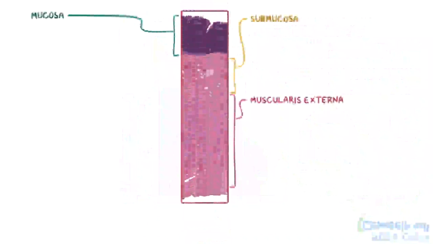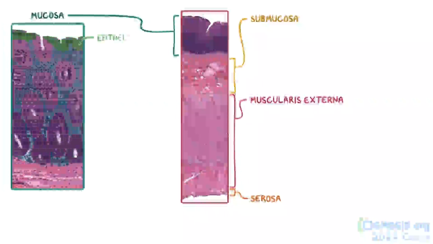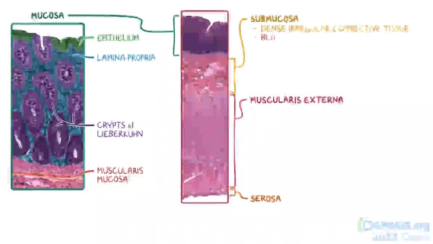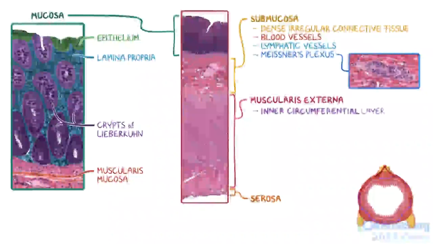Alright, as a quick recap. The colon has four main layers: the mucosa, submucosa, muscularis externa, and the outermost layer of serosa. The mucosa is comprised of an epithelium, lamina propria, crypts of Lieberkühn, and muscularis mucosa. The submucosa consists of dense, irregular connective tissue, blood vessels, lymphatic vessels, and Meissner's plexus. The muscularis externa is a thick layer of smooth muscles with an inner circumferential layer and an outer longitudinal layer that's organized into three bands of smooth muscle called taenia coli.